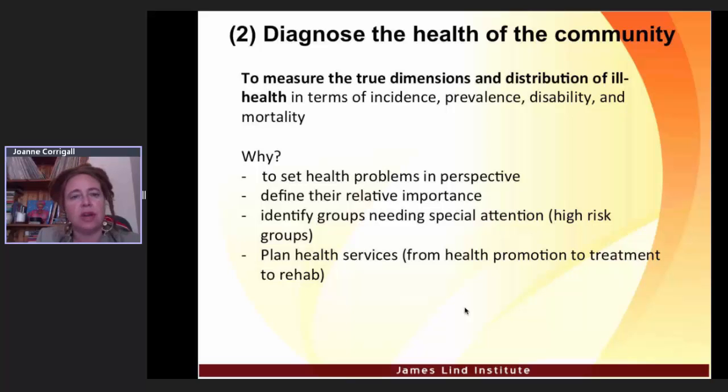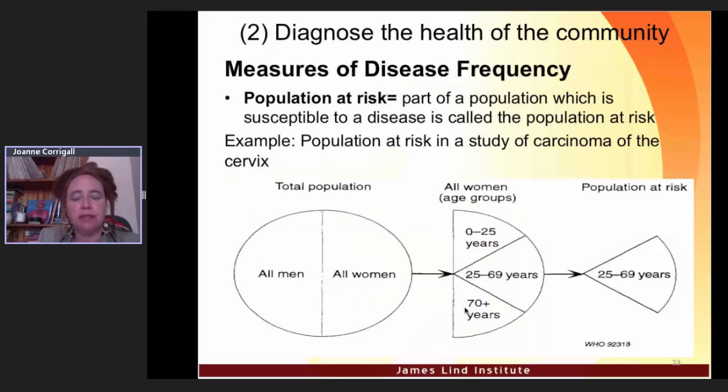So let's have a look at some of the common measures of disease frequency. First of all, you always need to define the population at risk, because most diseases don't affect everybody. So it's very important to know what the risk group is. The population at risk is that part of the population that is susceptible to that disease. If we take an example of cancer of the cervix, obviously this doesn't affect men, so you take out half the population. And it predominantly affects women between 25 and 69 years. So that would be your population at risk for cervical cancer.